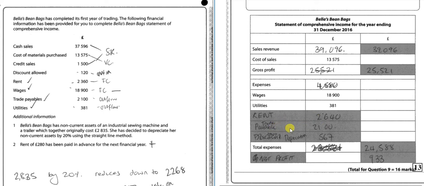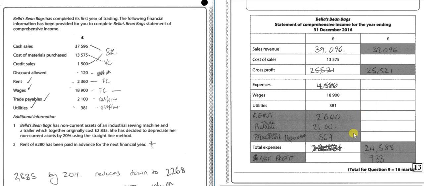Trade payables, well, that's incorrect. That should not be there. So let's just see what else. Are there any other information that's really relevant for us to consider here? Well, we can see we've got this discount allowed. So that discount allowed should actually replace this trade payables. Trade payables, of course, will be on our statement of financial position. So we won't find that there, on the statement of comprehensive income.